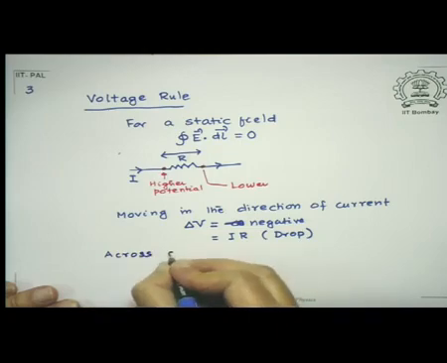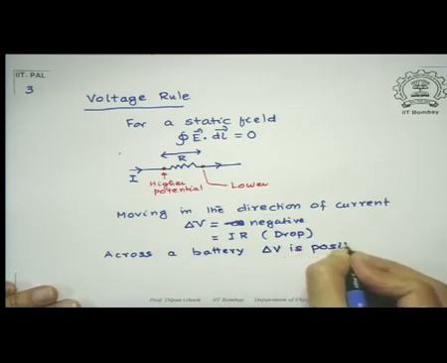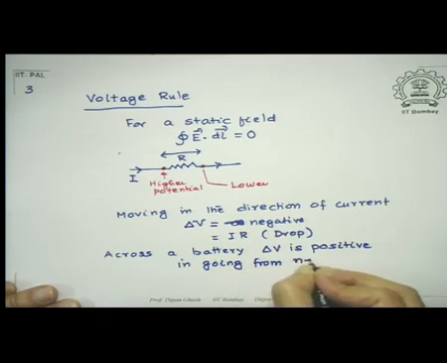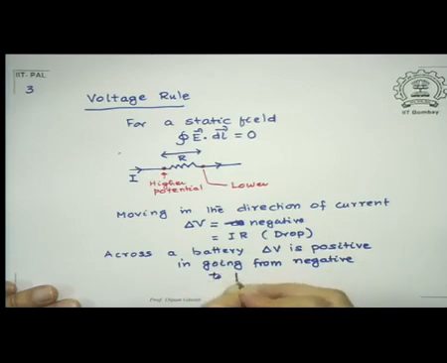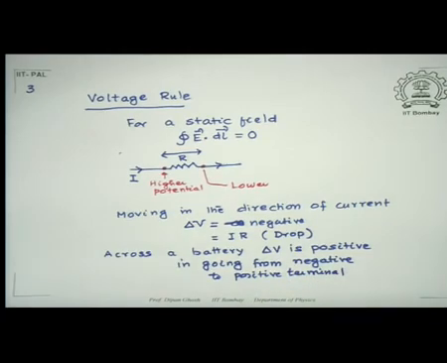Now there is another thing. The circuit, in addition to resistances, also has seats of EMF, the battery or things like that. Now again there, we know that when a positive charge moves from the negative terminal to the positive terminal, it gains energy. So therefore, across a battery, delta V is positive, namely the potential rises in going from the negative terminal to the positive terminal. So these are the 2 points you need to remember.